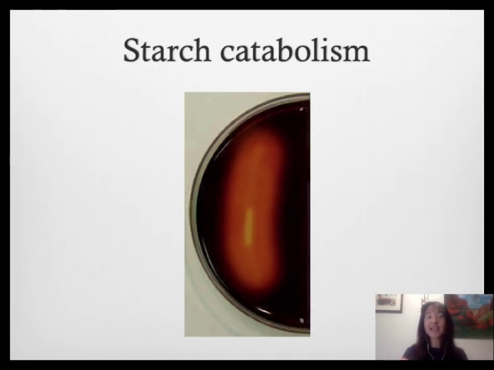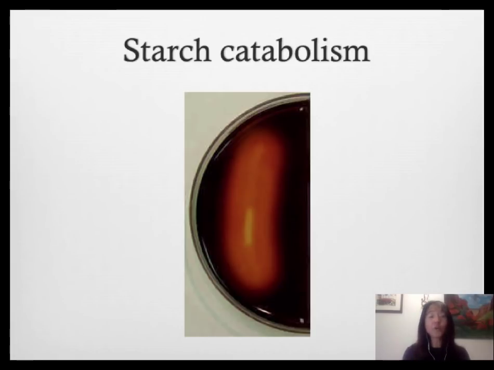So then if the next day after growing it, we put iodine onto the plate, the iodine binds to the starch, and if the starch has been used up in the region around the bacteria, there's nothing to bind to. So you get a halo around the growth. This is a very cool positive starch hydrolysis test showing us that this bacterium, maybe something like Bacillus subtilis, is positive for starch catabolism, has secreted those enzymes and is digesting the starch.